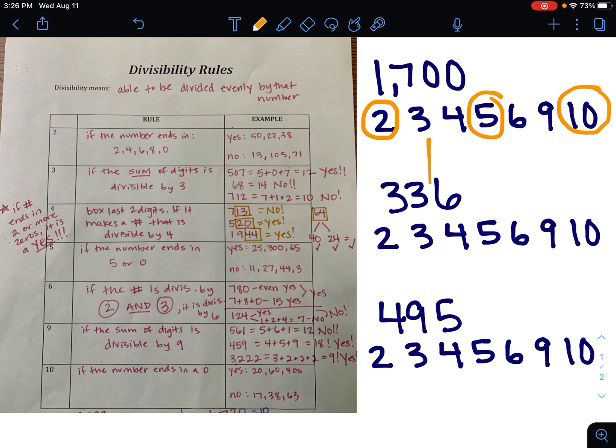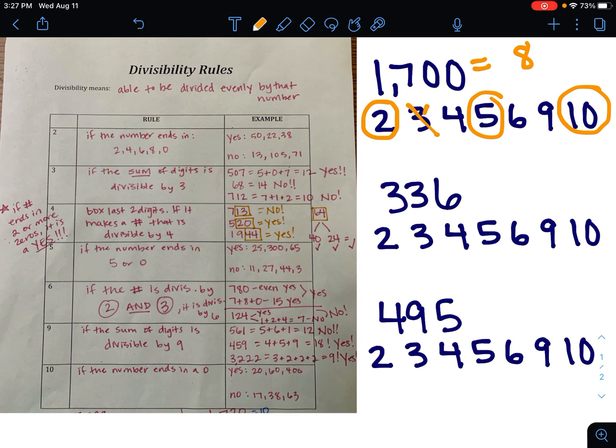Now we go next to 3 and 9 because both 3 and 9 have to do with adding up the digits in the number that we are talking about. So that means I would add 1 plus 7 plus 0 plus 0. That means the sum would just be 8. I'm going to put an equals 8 so I don't forget that because I got to look at the sum for both 3 and 9.